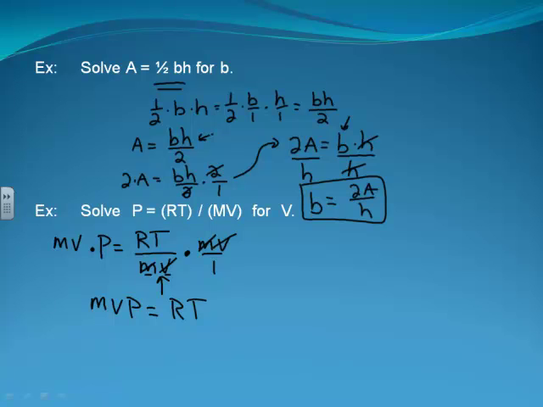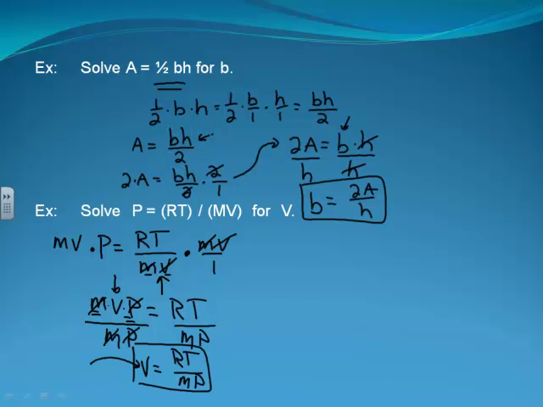Now we're trying to solve for V. So in order to solve for V, which is right here, we need to get rid of both the M and the P. Those are both being multiplied, so the opposite of multiplication is division. So we're going to divide both sides by M and P. That will cancel out on the left-hand side. And we get a final answer of V is equal to RT over MP. And there's nothing further you can do, but you have isolated the variable that is asked for, and you're done.